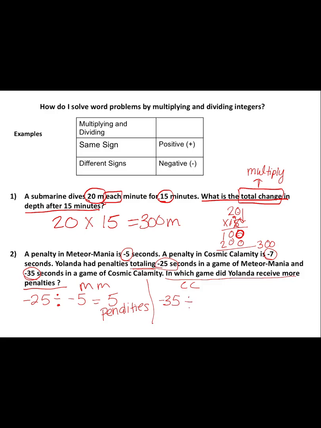Cosmic Calamity, she received a total of -35 seconds in her game. Each of those penalties is -7 seconds. So you need to figure out how many total penalties she received. -35 divided by -7 gives us +5 penalties. So the question is, in which game did Yolanda receive more penalties? Well, they were equal. She received the same amount of penalties in both games.